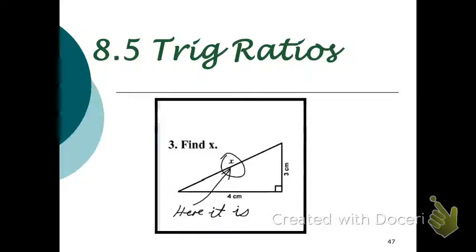We've been playing around with special triangles, 45-45-90 and 30-60-90. We're going to now look at triangles that have all different types of angles.